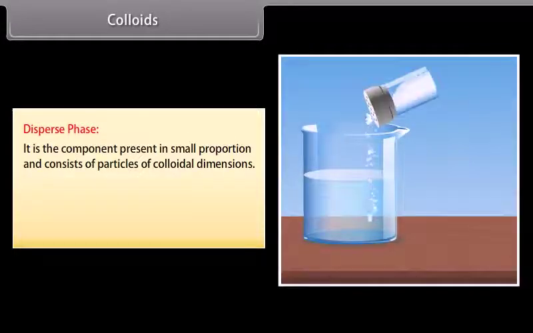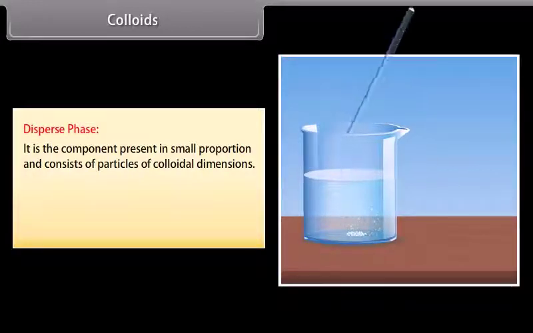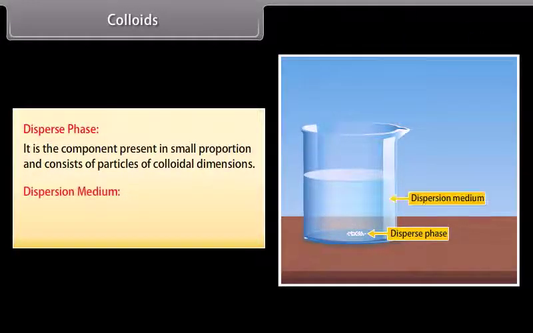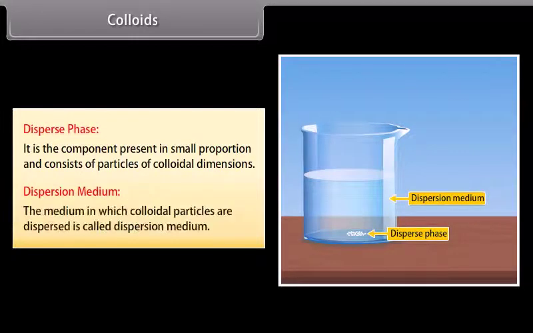Disperse phase. It is the component present in small proportion and consists of particles of colloidal dimensions. Dispersion medium. The medium in which colloidal particles are dispersed is called the dispersion medium.